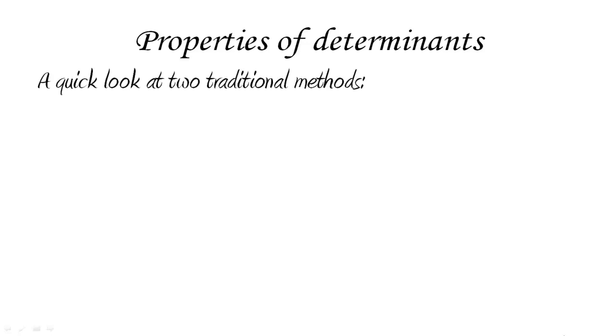In this follow-up class on determinants, we're going to look at a few other properties which are important mostly from a historical point of view and partly from a technical point of view, although we are going to work with determinants in a way that is going to use these properties very marginally. Still, there are properties that you need to know about. In particular, we're going to have a quick look at two traditional methods.